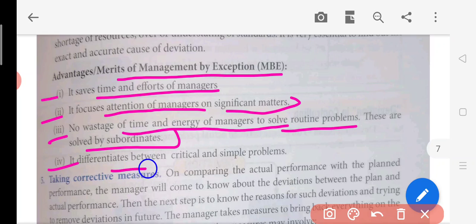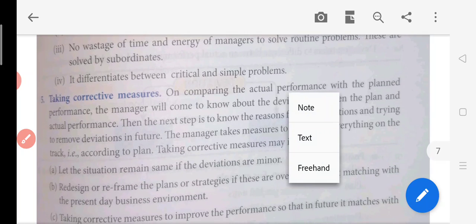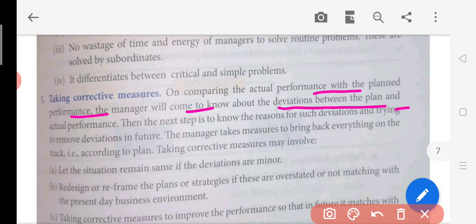Now the fourth point is differentiating between critical and simple problems. So here you can clearly understand the big difference between the critical issues and the simple problems, which can be solved easily. The critical issues should be handled carefully. Now the fifth step will be taking corrective actions. What is corrective action? Here we'll be comparing actual performance with the planned performance. When deviations are found between the set plans and the actual performance, the next step is to know the reason. The reason will be found out, why such deviation has happened, to remove this deviation in the future.